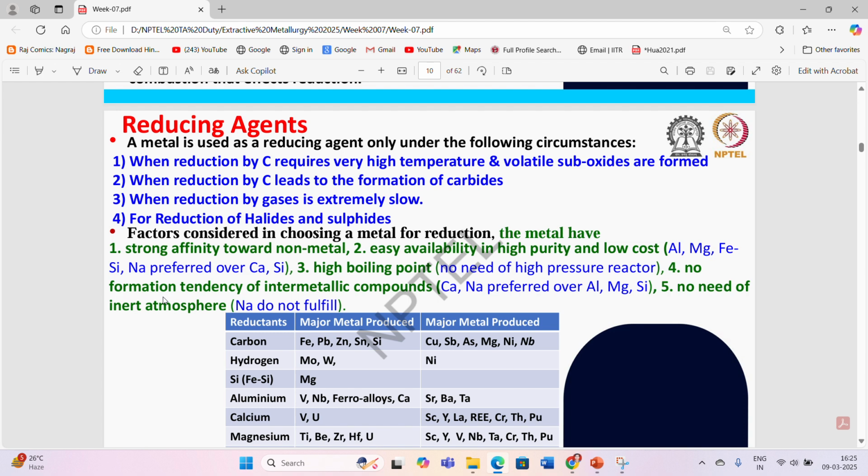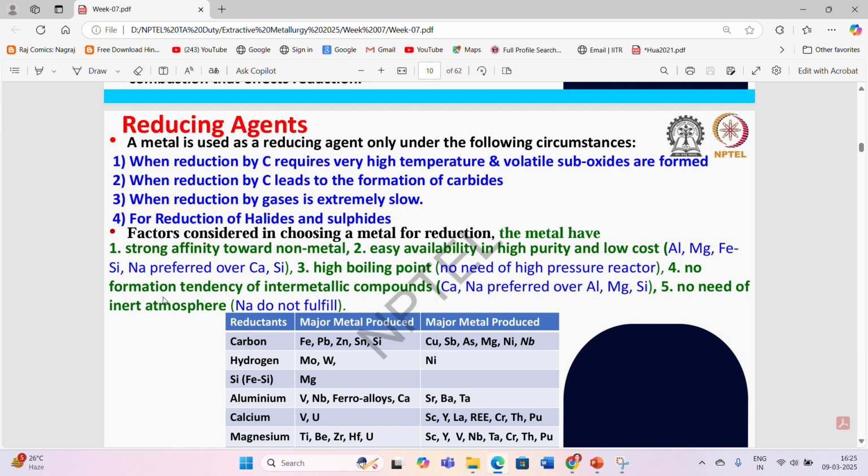Then, when reduction by carbon leads to the formation of carbide. So when we were talking about the metal sulfides, carbothermal reduction will produce Cu2S, carbon sulfide material, and it has no valuable applications as a byproduct. So we have to discard that material. So we cannot go for the carbothermal reduction process for sulfide minerals.